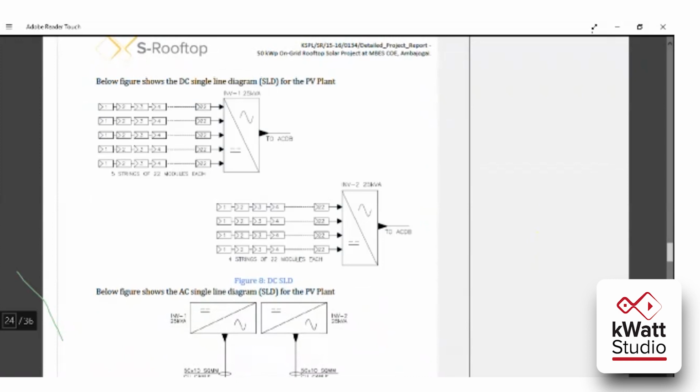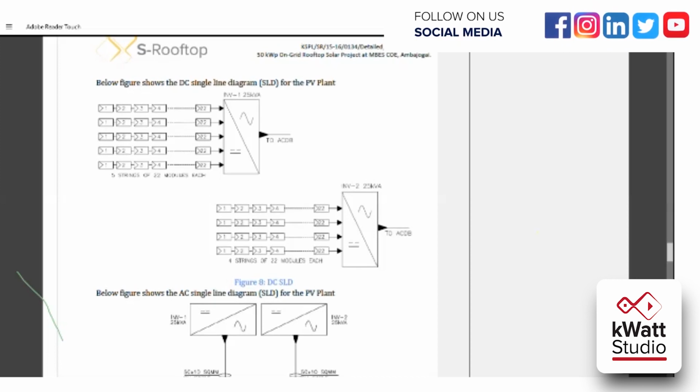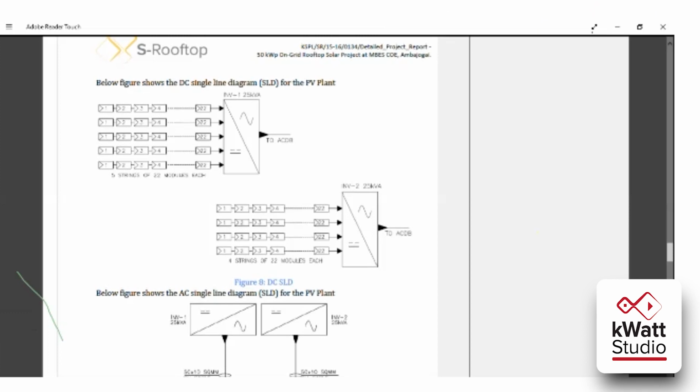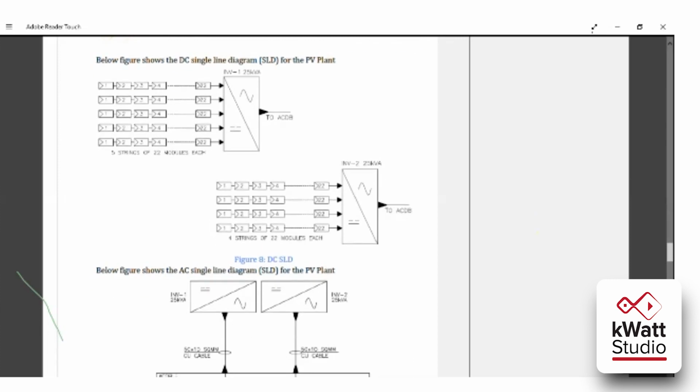As you can see here, in our project we have a total of 9 strings, and in each string 22 modules are connected. Again, this figure of 22 and 9, how we landed with 22 modules in one string and a total number of 9 strings, all these things are based on your system designing. So for the first 25 kilowatt inverter, we will have a total of 5 strings, and for the second 25 kilowatt inverter, we will have a total of 4 strings. And in each string 22 modules are there.